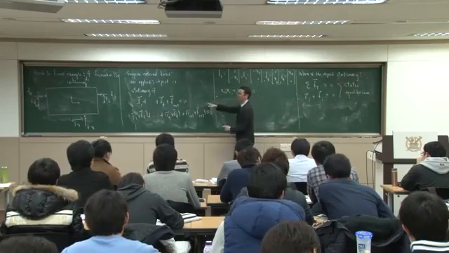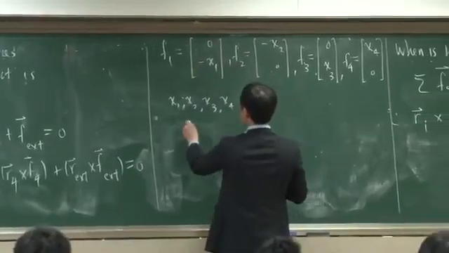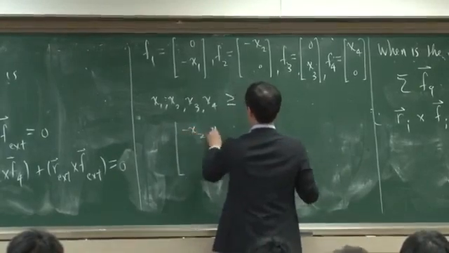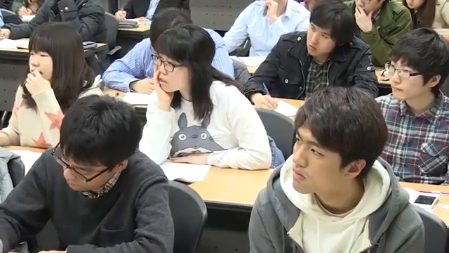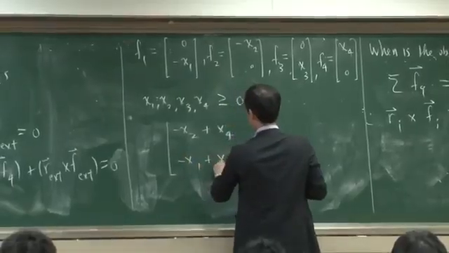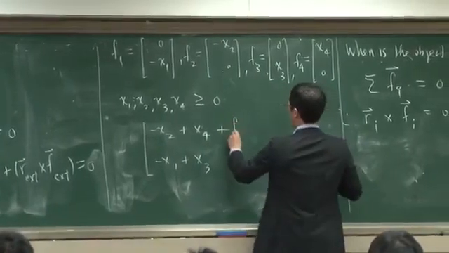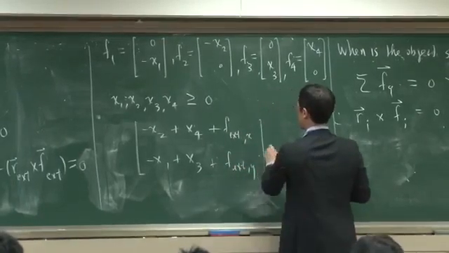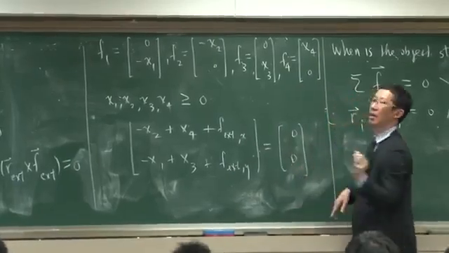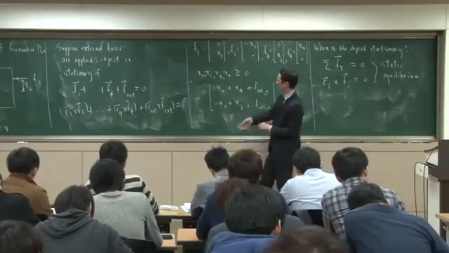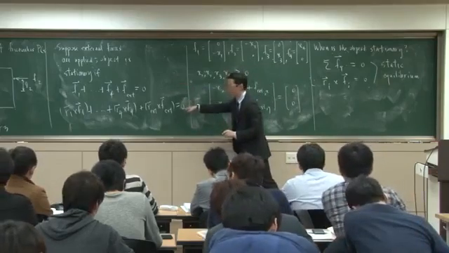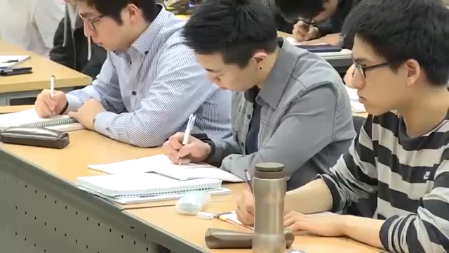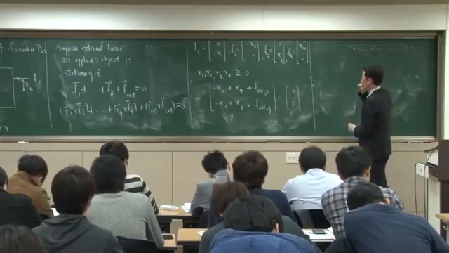All right, so the first set of equations, sum of the forces equal to 0, means add all these up, right? Plus external. So we have minus x2 plus x4, and then we have minus x1 plus x3, plus we have some external force in the x direction plus the external force in the y direction. So this has to equal 0. Okay, so that's this equation. Now let's write down this equation.